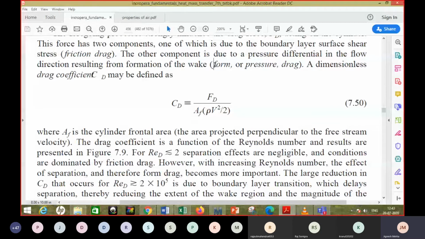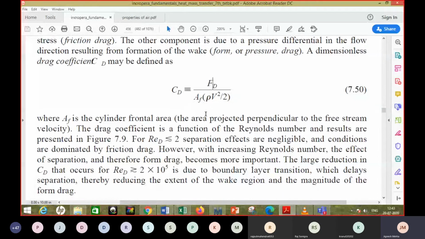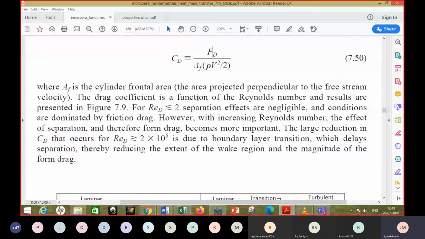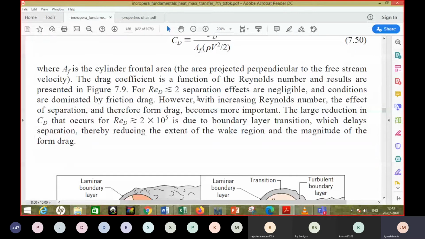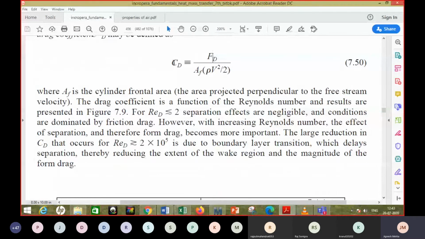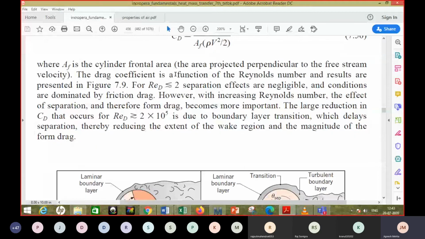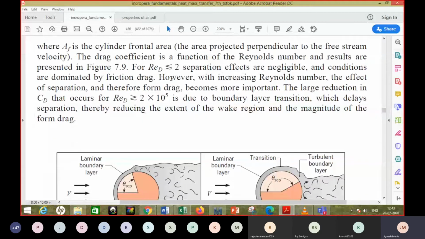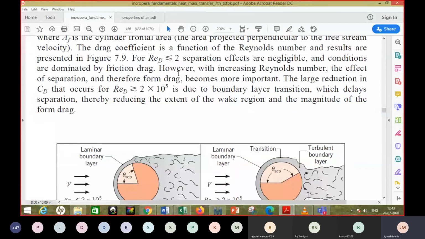So this CD is defined as the drag force divided by area into 1/2 rho v square. V is the upstream velocity of the cylinder. So you may be interested in finding this to know the resistance to the flow. So that's about the CD, the drag coefficient.